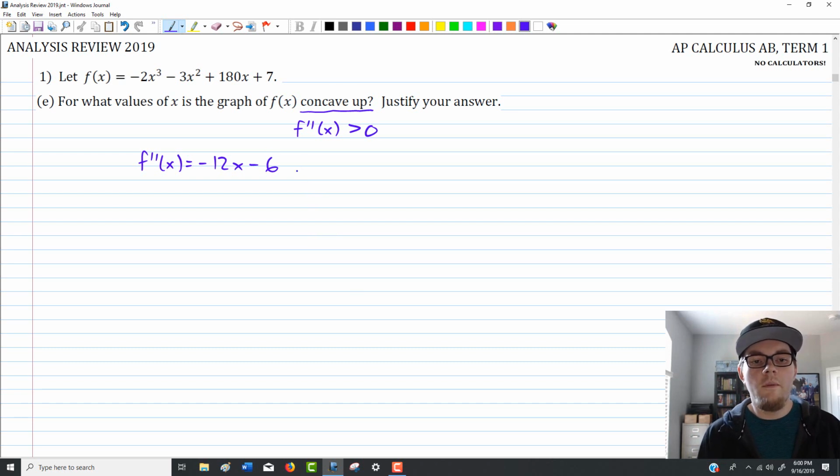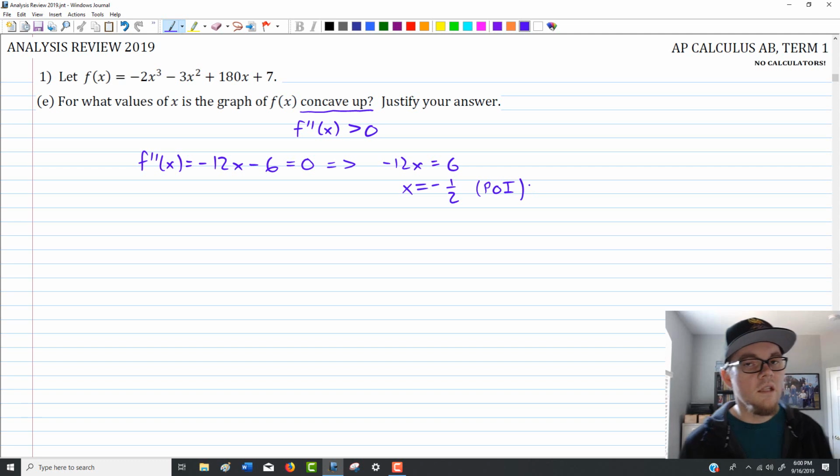Now, in order to check concave up or concave down, we need to check for the places where f double prime changes signs, because that would be a place where the second derivative could be positive or negative. So in our case, I'm going to set this equal to 0. That's going to give me the equation negative 12x equals 6, which means that x equals negative 1/2. Now this, we will find pretty soon, is going to be our POI. Technically, at the moment, it's just a potential POI, but again, we're dealing with polynomials, so things are really well behaved.